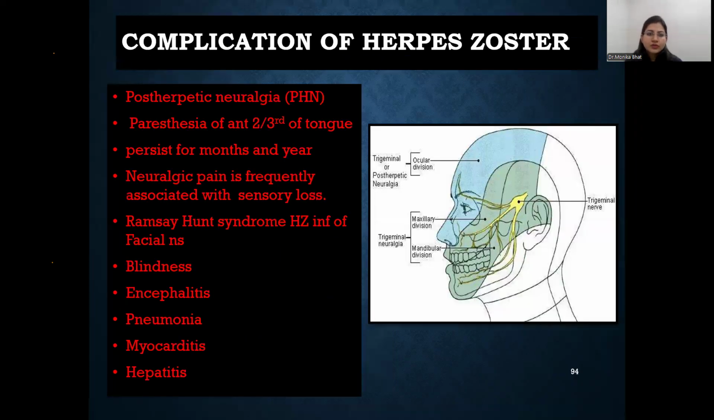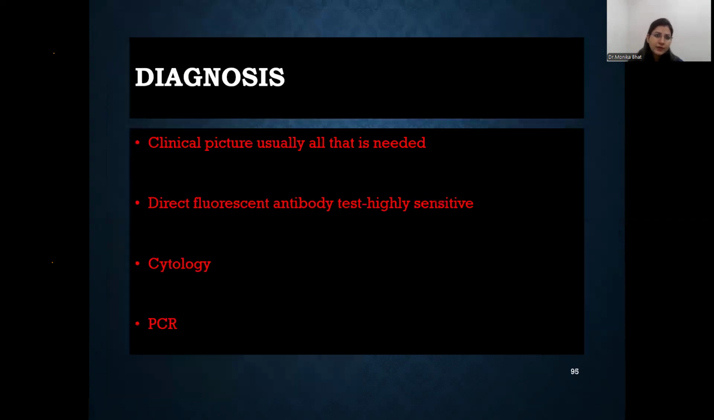Complications of herpes zoster: there can be post-herpetic neuralgia, severe pain in the patient on the affected region, and paresthesia on the anterior two-thirds of the tongue, which persists for 2 months or a year. Neuralgic pain is usually seen with sensory loss. Ramsay-Hunt syndrome is seen in these patients. Blindness and pneumonia are the other complications that can be seen in the patients.